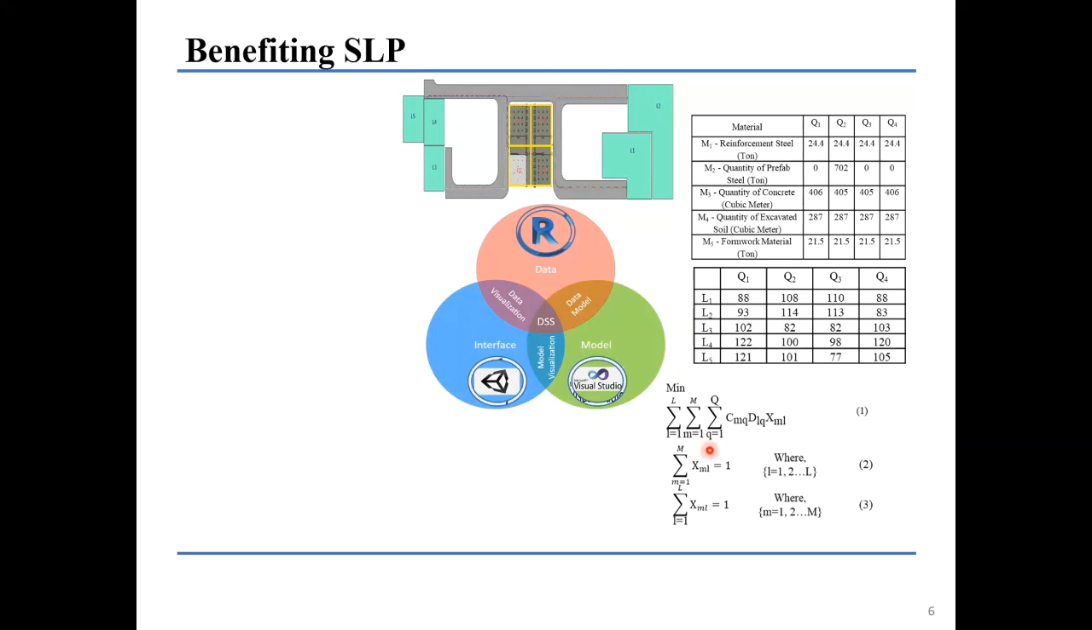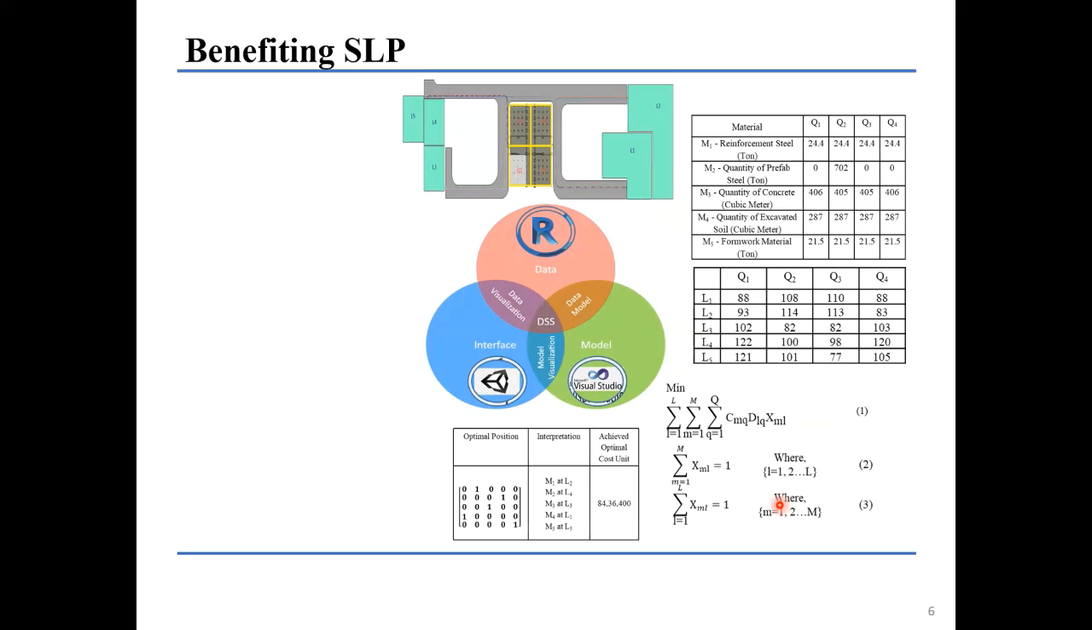Equation 1 is representing the unit transportation cost per unit distance. Then this is the distance which has been taken from the BIM model, which represents this LD matrix, location distance matrix, sorry. And XML is the decision variable, which indicates the positioning of a temporary facility to any specific location. Here are the constraints that limit this problem to minimize transportation cost. One is to limit the material allocation to a single location at any given point in time. And the other one is to limit the location to hold a single material at a given point in time.